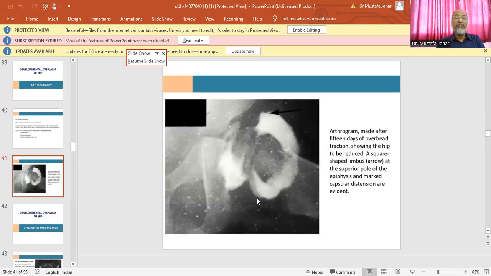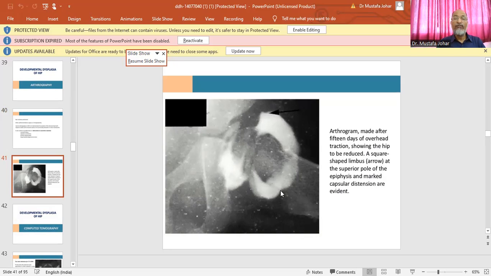This is the arthrographic picture. You have pushed the dye, and there are a lot of things which can be seen in the picture. An arthrogram made after 15 days of overhead traction, showing the hip to be reduced, a square shaped limbus. A square shaped limbus, this is the limbus, this square shaped limbus. Arrow is at the superior pole of the epiphysis, and marked capsule distension are evident.